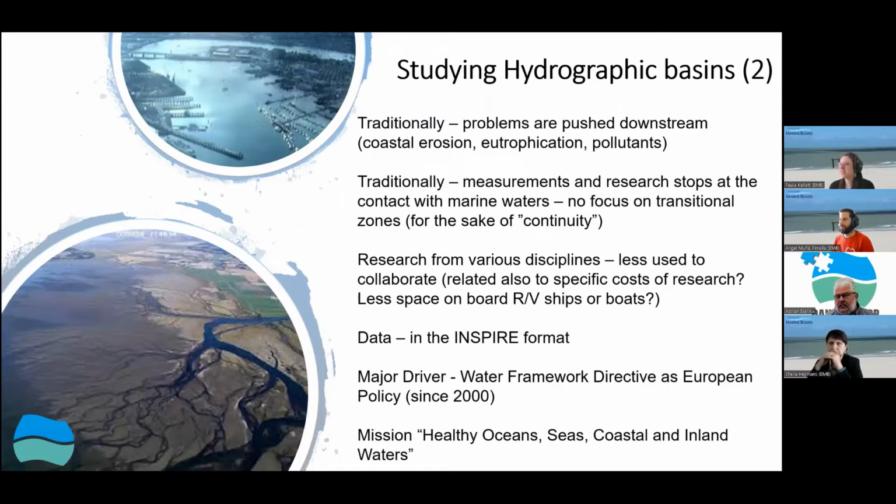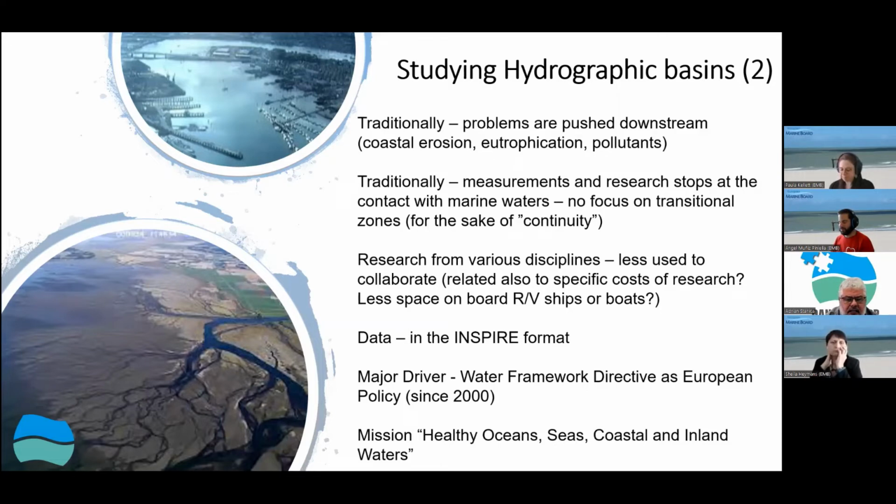Another thing, traditionally, and this is again very important, measurements and research in freshwater stop at the contact with marine waters, with no focus on transitional zones. They say it's for the sake of continuity, and we have been working here in GeoEcoMar with the Danube research community, trying to push them to work together also in the transitional zone towards the Black Sea, and the first steps in doing so have been terribly difficult, again, because of tradition.